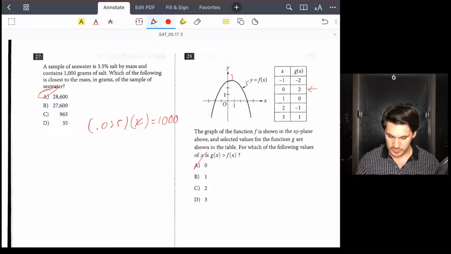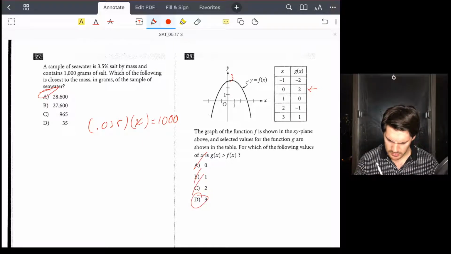Answer choice B. When X equals 1, G of X is 0. In the graph, when X equals 1, F of X is almost 3, so B doesn't work again. Answer choice C. When X equals 3, G of X equals 1. When X equals 3, F of X is 0, so that doesn't work. And just to make sure that D works, when X equals 3, G of X is 1. When X equals 3, F of X is 0. Great. So 1 is bigger than 0, so D works.